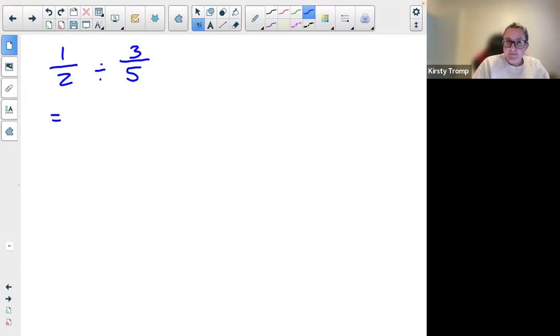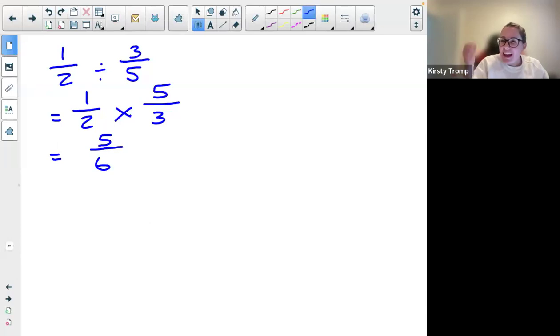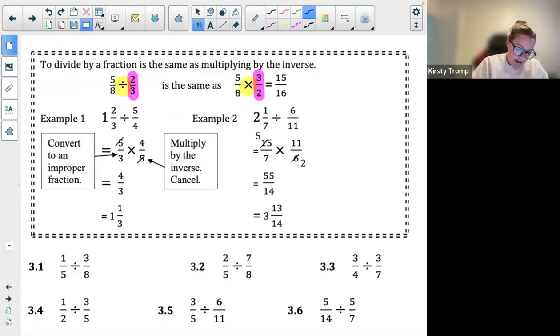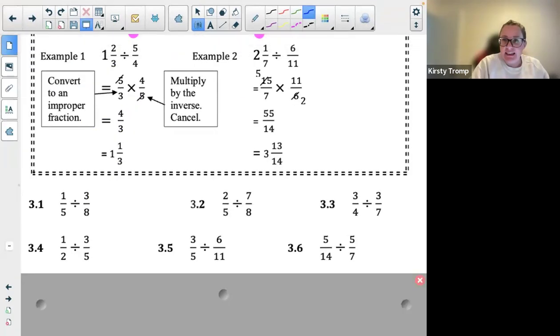I kept a half, then I changed the sign, then I flipped 3/5, which was 5/3. Then I said top times top, bottom times bottom, which was 5/6. Fantastic. Well done. Can it get any smaller than that? No, ma'am. Yeah, so we're all good. Well done. Thanks so much. Pleasure, ma'am.